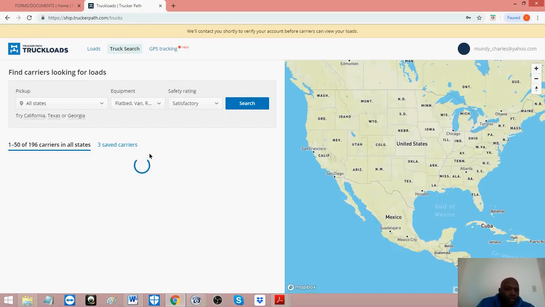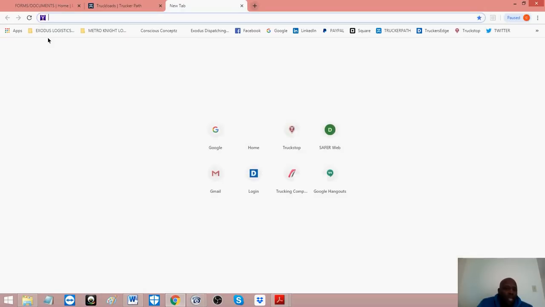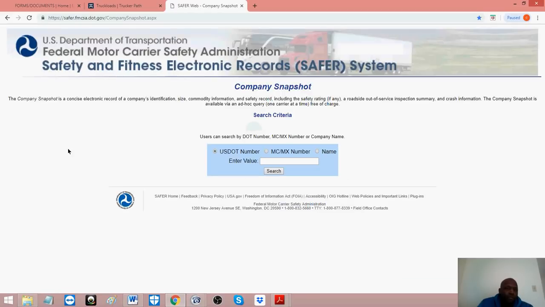So this is thinking here. When I call carriers, I'll ask them, are they under load, looking for a load? Right here, we got someone who posted a minute ago, LF Trucking, a dry van, Lawrence Finch. There's the information here. What I also do when I use Trucker's Path is try to vet out the carrier to make sure that they're not part of a brokerage. And the tool that I use is the company snapshot from the Safer website, which is right here.